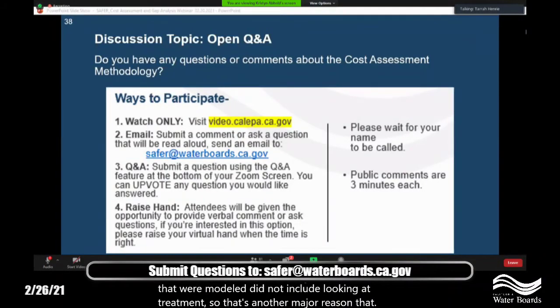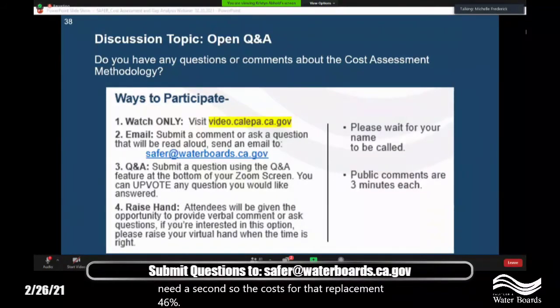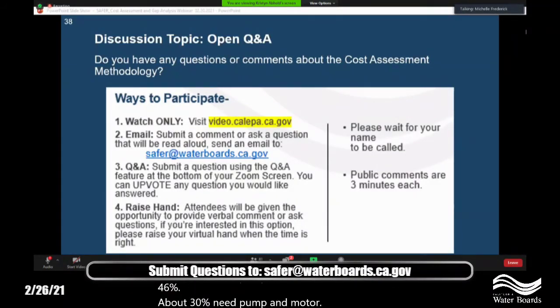Michelle, do you want to add on? Yeah, I will. I do think, when you actually look at what we're proposing for at-risk systems, 48% need a second well, so the cost for that replacement well, 46%, about 30% need pump and motor upgrades, 29% need electrical upgrades, 56% need additional storage.